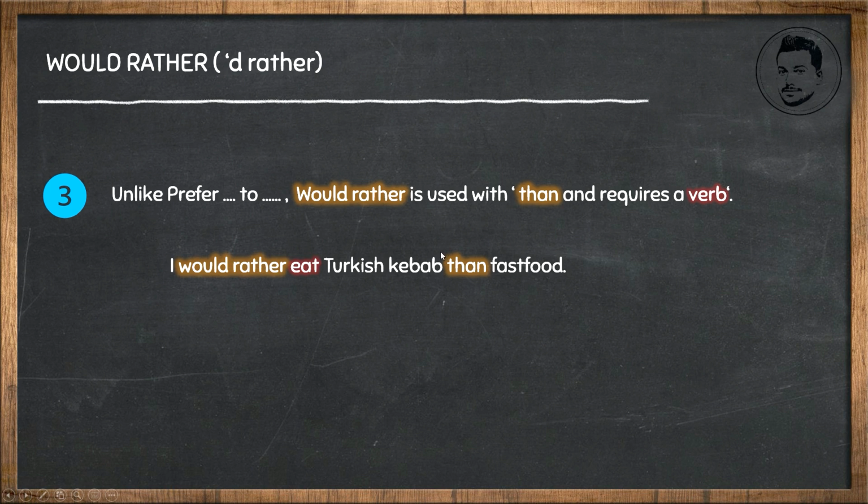Okay, until here, this is okay. But if I want to tell people what I prefer to what, instead of, look, with prefer, we were using to. I prefer blah blah to blah blah. But with would rather, I cannot use to. I need to use then. So prefer and to were brothers or sisters. Same situation goes for would rather. Would rather's brother or sister is then. I would rather eat Turkish kebab than fast food.